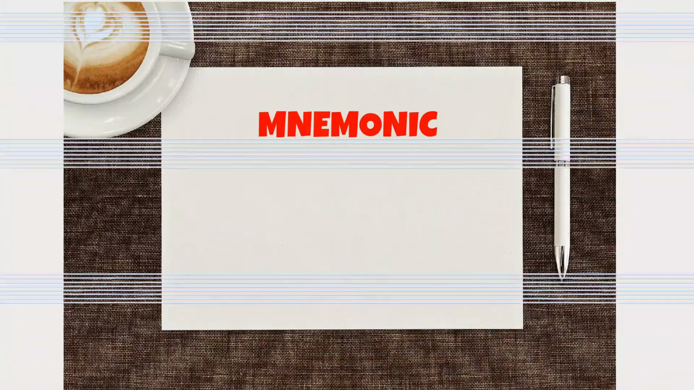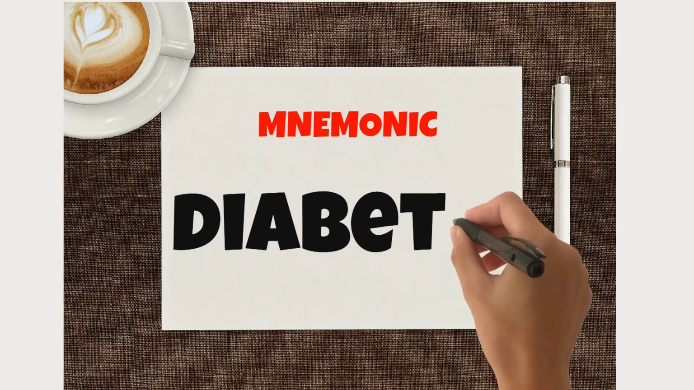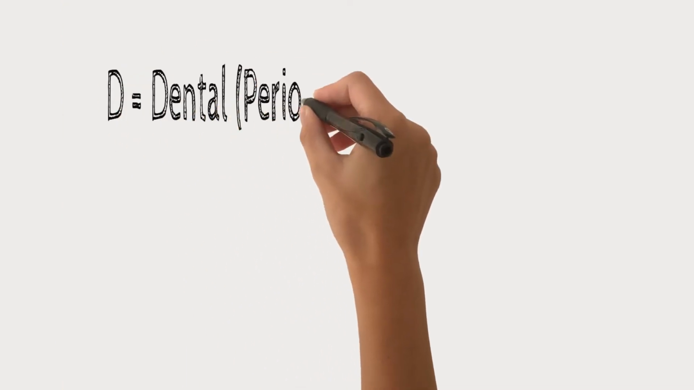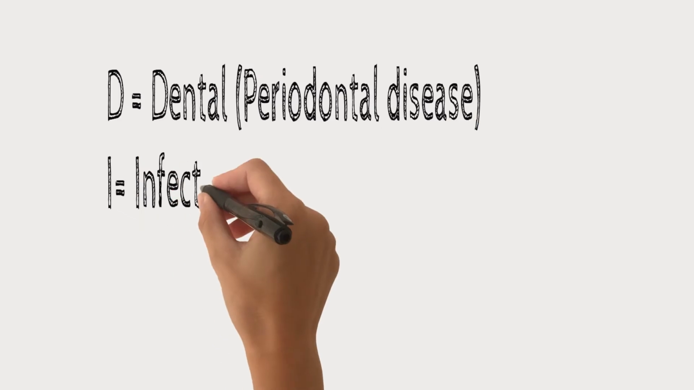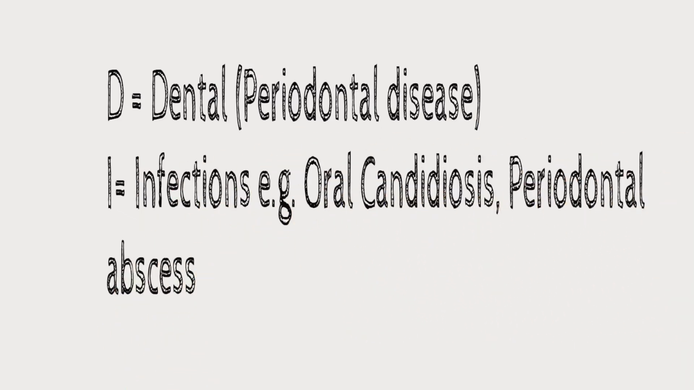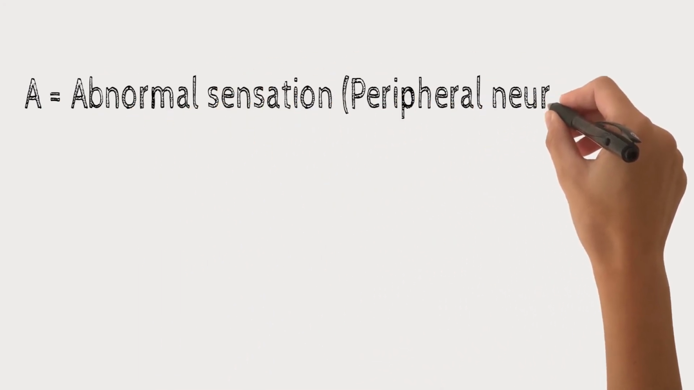So the mnemonic that we're going to be looking at is DIABETIC. And this mnemonic will basically give us an outline of the possible complications that can occur as a result of diabetes. So D is equal to dental disease. I is equal to infections such as oral candidiasis and periodontal abscesses and skin abscesses. A is equal to abnormal sensation, which can occur as a result of peripheral neuropathy.